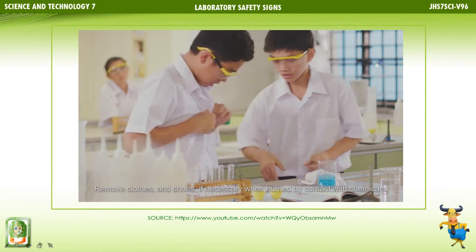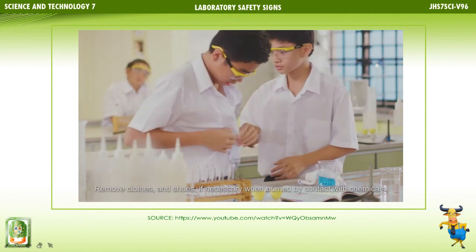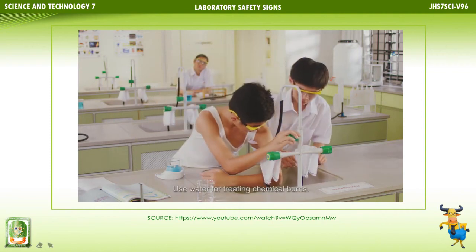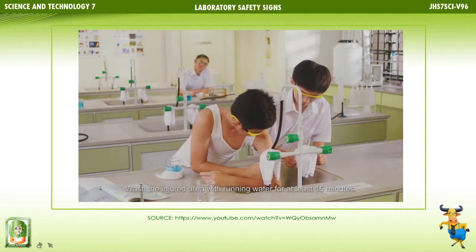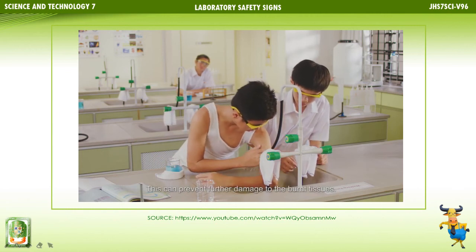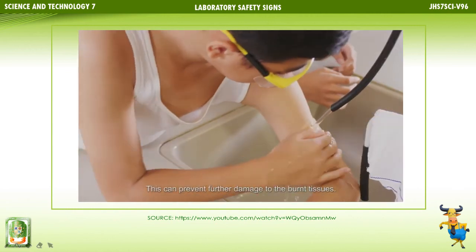Remove clothes and shoes if necessary when burnt by contact with chemicals. Use water for treating chemical burns. Wash the injured area with running water for at least 15 minutes. This can prevent further damage to the burnt tissues.